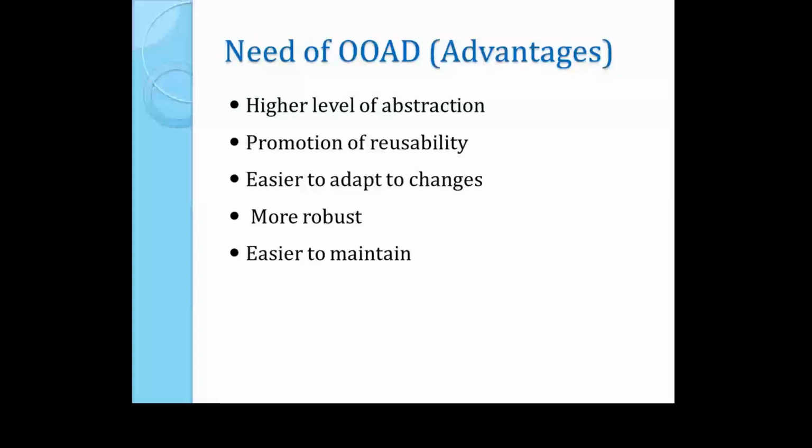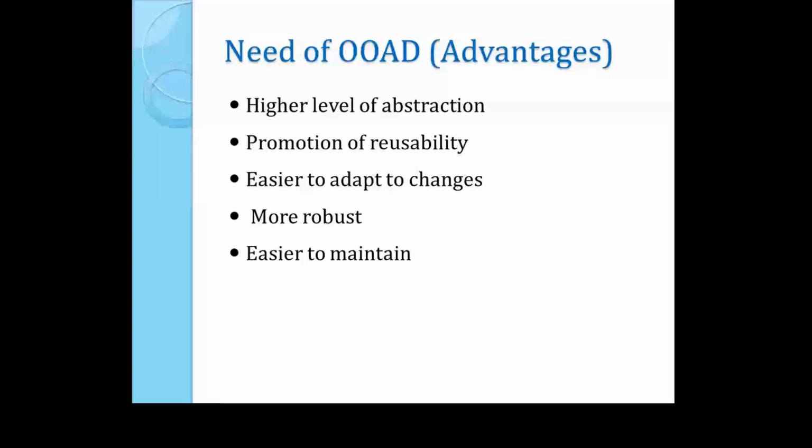That is also there in OOAD, and it is easier to adapt to changes. If any particular requirement is changing here and there, we can easily adapt it. That is another advantage, and it is totally more robust. Robust means it is scalable. If you increase the components, attributes, or functions, it will still be working. It will never fail due to the expansion. That concept is called robust. And finally, it is very easy to maintain. So these are the advantages of going for OOAD.